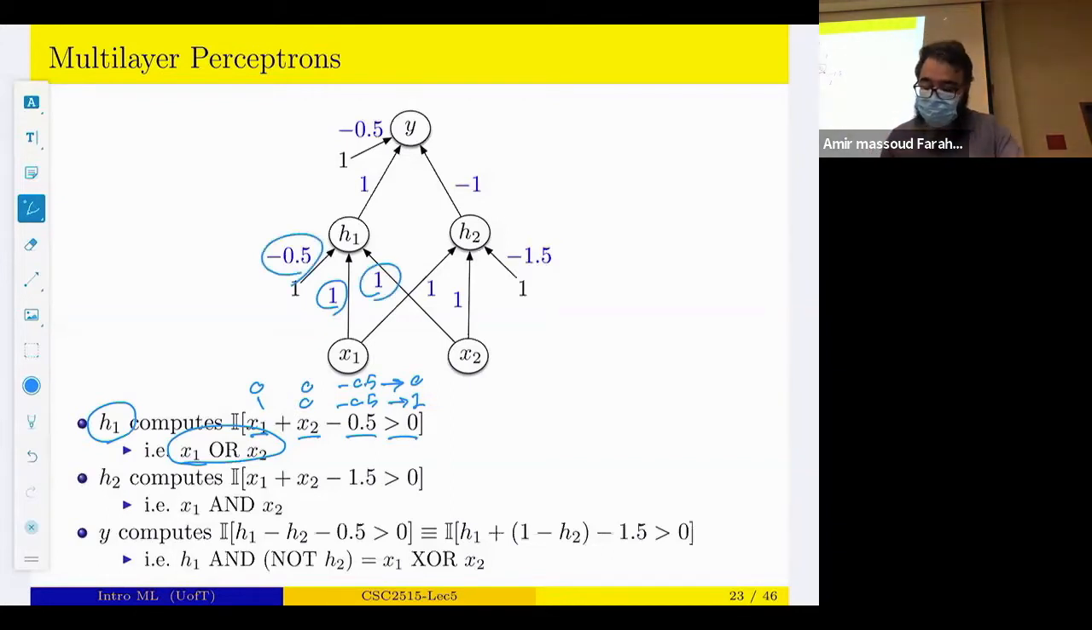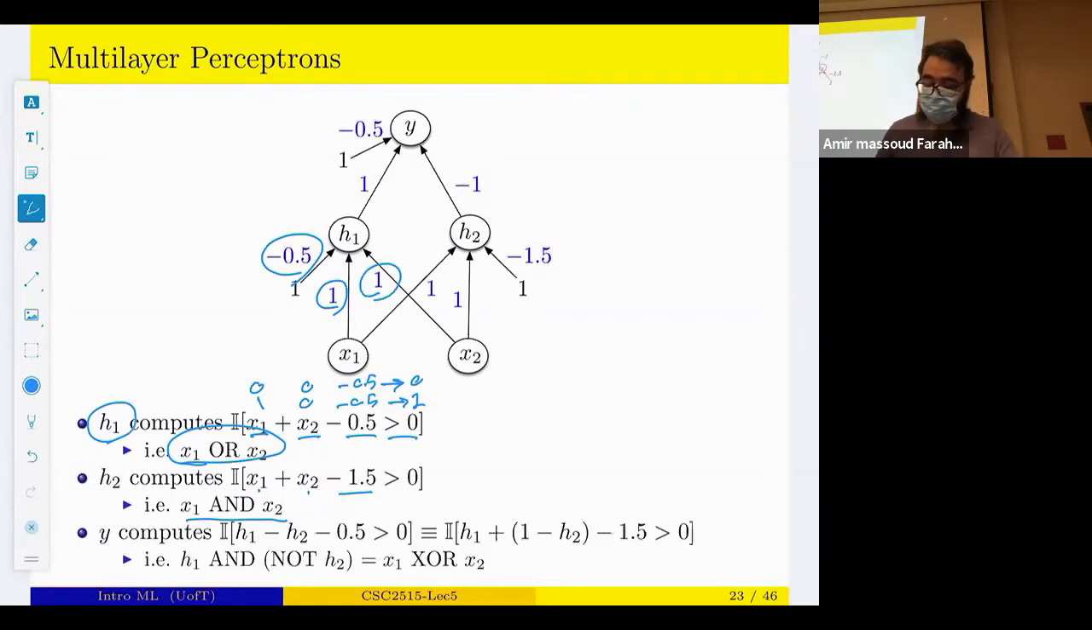For H2, we want to compute the AND function. AND of X1 and X2 we can do similarly, just X1 plus X2, but with a different threshold, a different weight for the bias. So it would be minus 1.5, and you can verify that it is computing AND.